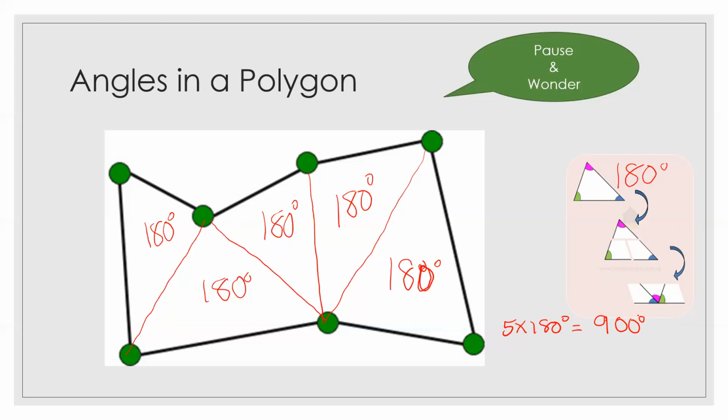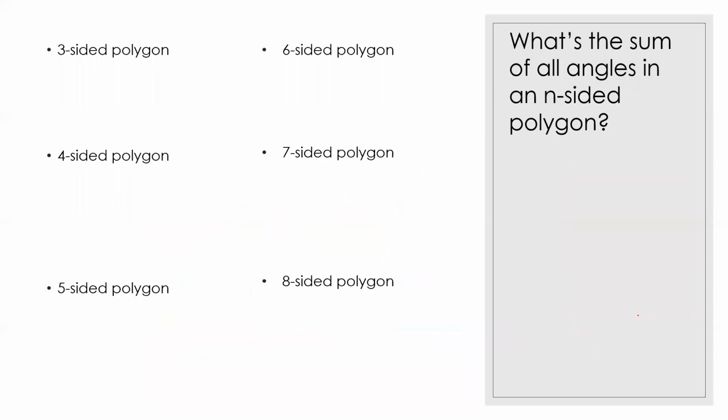Okay, so the question now I want you to take a look at is, can you generalize this and say, what's the sum of all the angles in an n-sided polygon? For example, if I just come up to you and say, oh, hey, my polygon has 20 sides. How many degrees is the sum of all the angles inside? And you should be able to just tell me how to calculate that real quick. So pause and wonder.